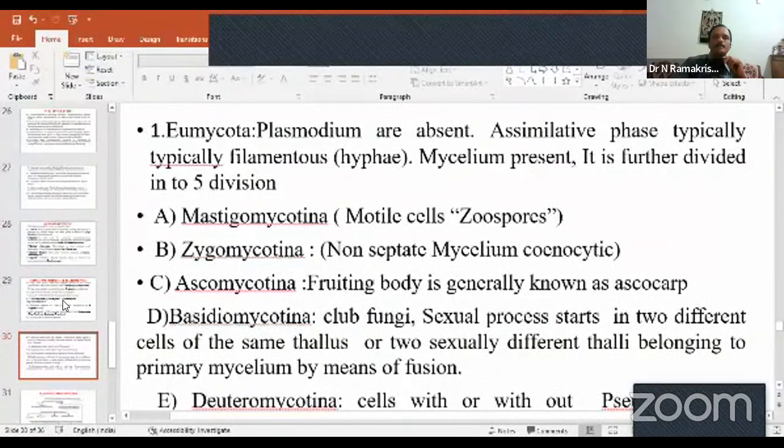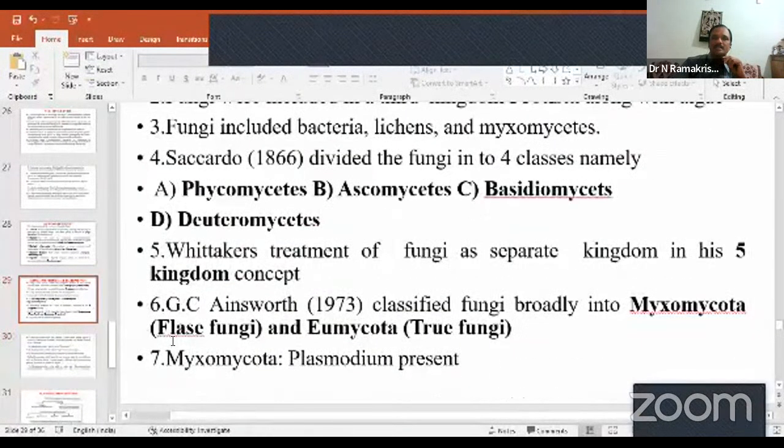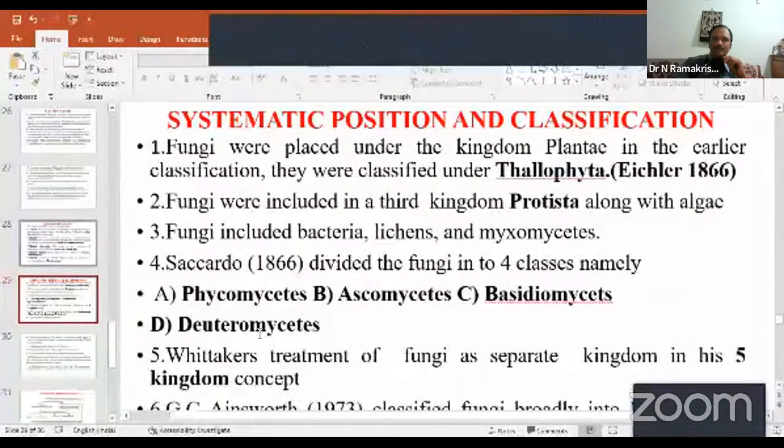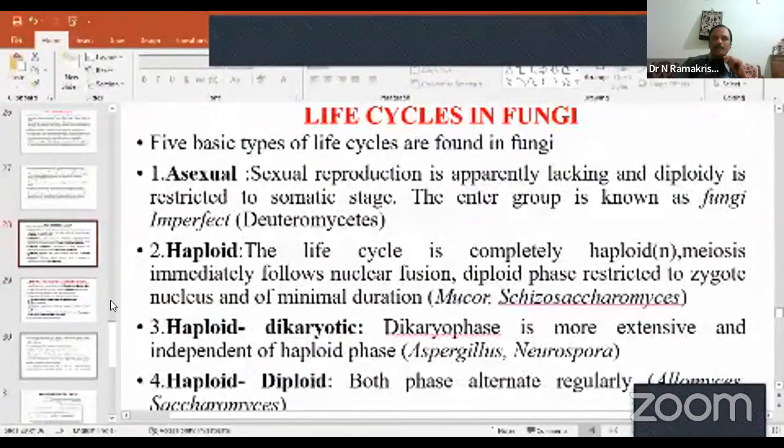The entire fungi, Ainsworth classification. This is the most important point for the examination. Okay? Ainsworth classification.